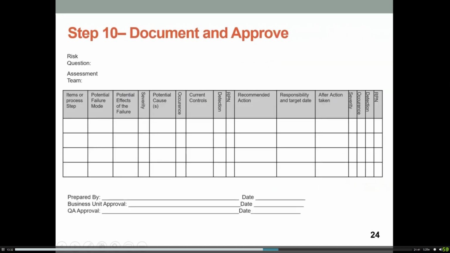Step number 10 is to document and approve. There are lots of different ways that you might document a quality risk management. It could be part of your validation protocol, it could be part of your validation master plan, it could be part of a deviation or a change control, or it might be documented on its own. Either way, the detail behind the decisions that you made needs to be documented in a comprehensive way, and it needs to be signed off, reviewed and approved.